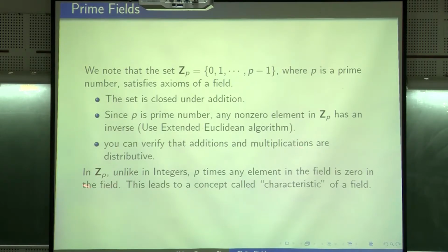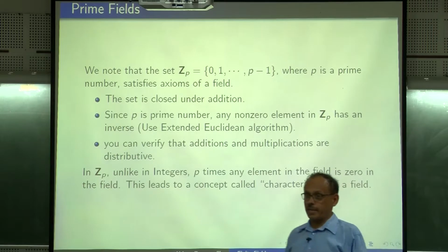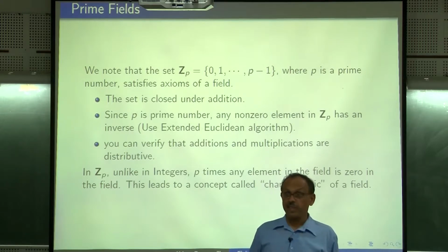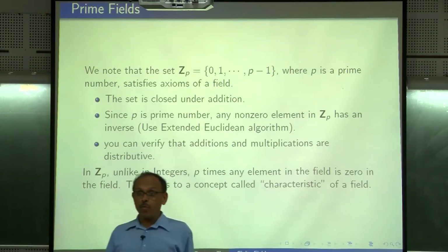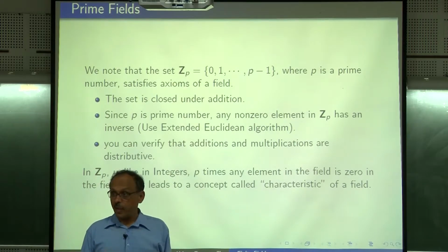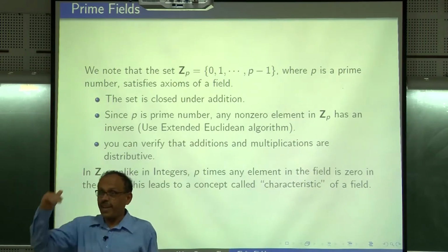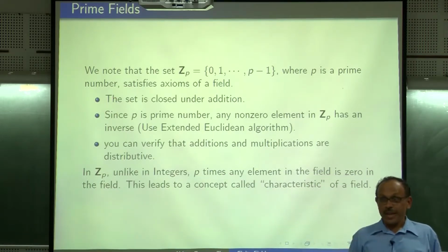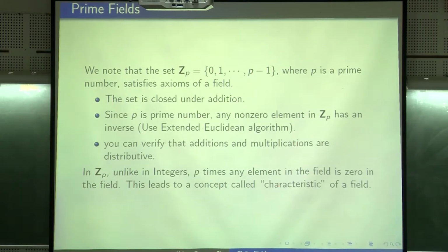So in Zp, unlike integers, p times any element in the field is 0. So this leads to what is called the characteristic. This is why I am bent upon doing this: most of the time when we do some problems in coding theory in a general class, if somebody recognizes 1 plus 1 as 0, it means that they have understood one level, okay. Many people will still be at the level of 1 plus 1 equal to 2. So this is very important, the characteristic of that field. 1 plus 1 is 0 means the characteristic of the field is 2, okay.